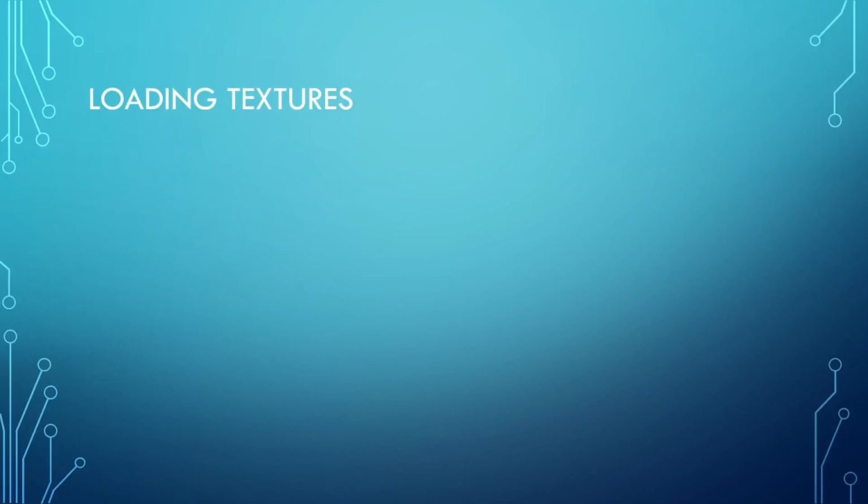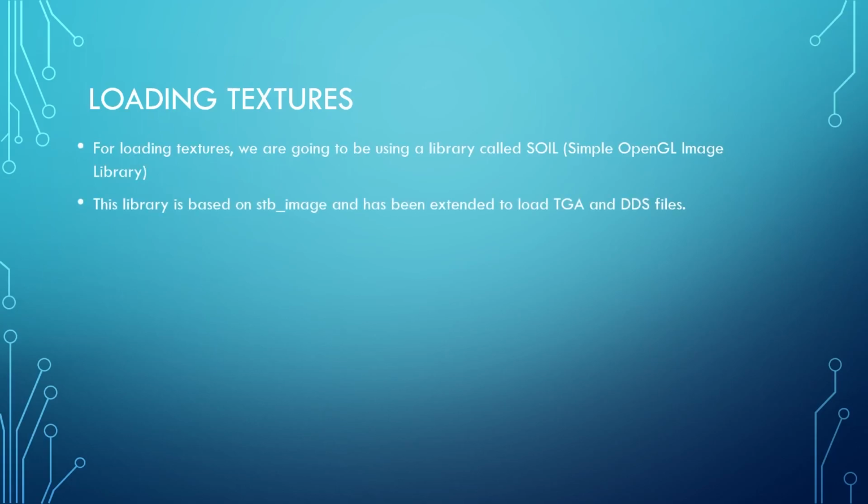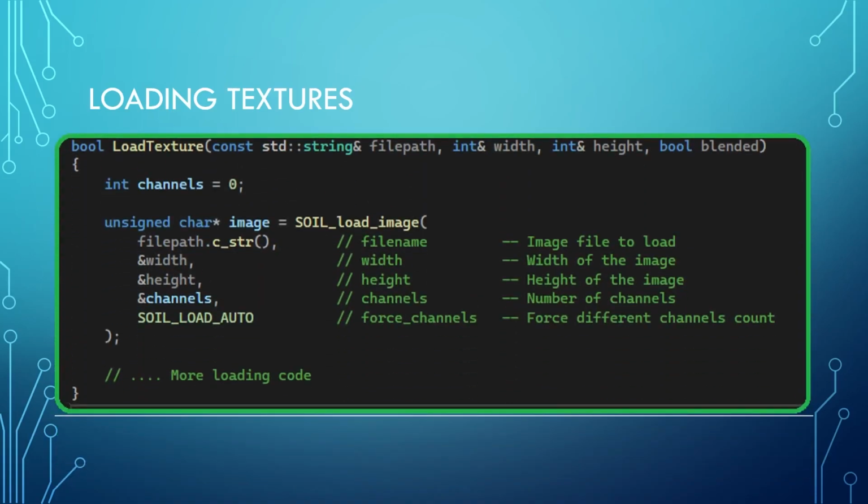To load the textures, we're going to be using a library called Soil, or Simple OpenGL Image Library. This library is based on STB image and has been extended to load different files. We'll also be adding this as another static library in our project. Here's a little example of how we're going to be loading the texture using Soil. This will load the file that we send in as an argument and will determine the height, width, and number of channels that the texture has for us. The channels would be the RGB or RGBA values, so it could be 3 or 4 in this case.